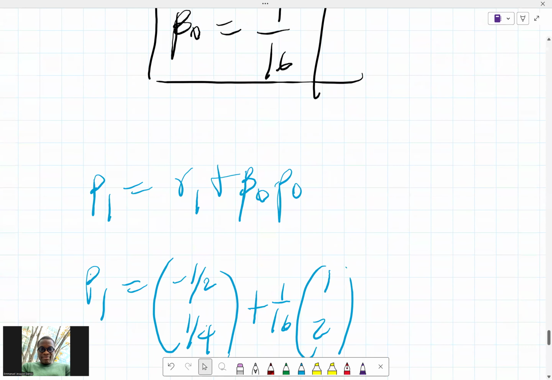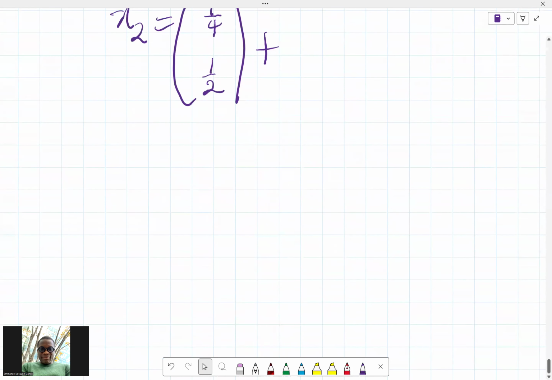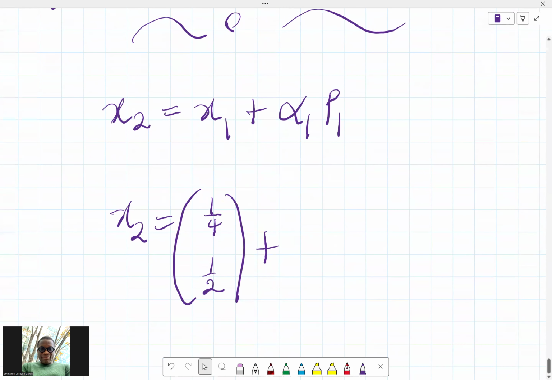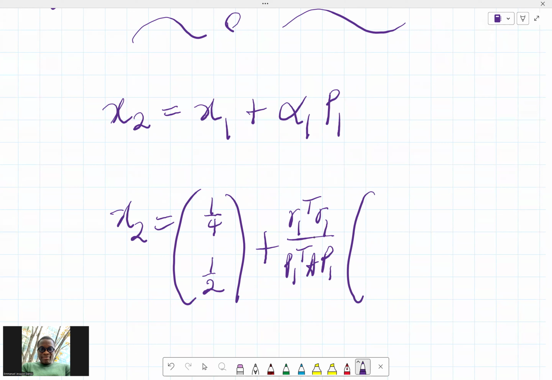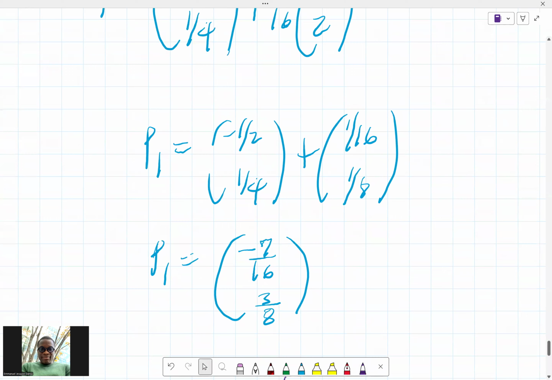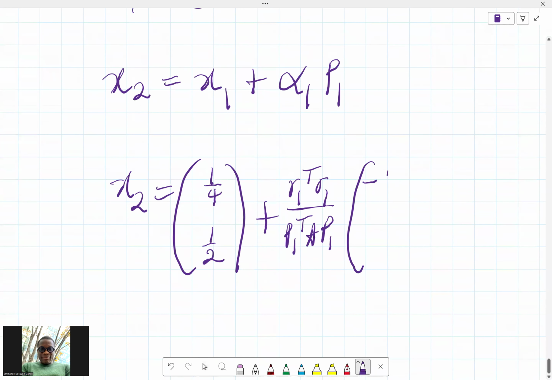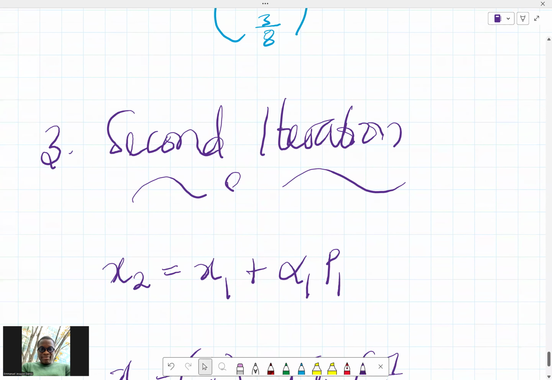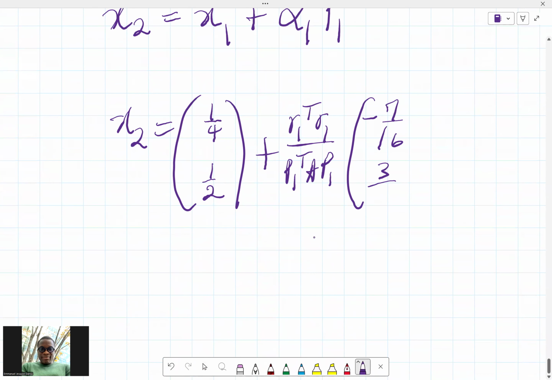So we need alpha 1, right? Alpha 1 will be R1 transpose R1 all over P1 transpose A P1, into P1 itself. So I think we already have P1 to be minus 7 over 16, minus 7 over 16, then 3 over 8, 3 over 8.